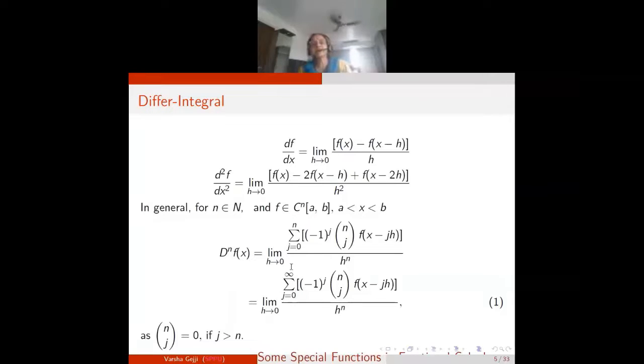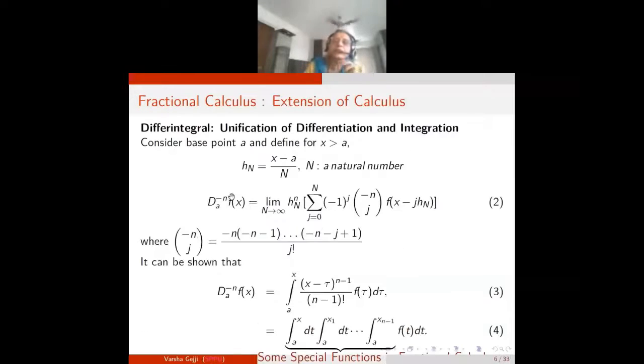So I can equally write it as j. Now this infinity plays a very important role in fractional calculus. So consider a base point a and define x greater than a. Consider the interval a to x and divide that interval into capital N number of partitions. So d of minus n, then you substitute here.